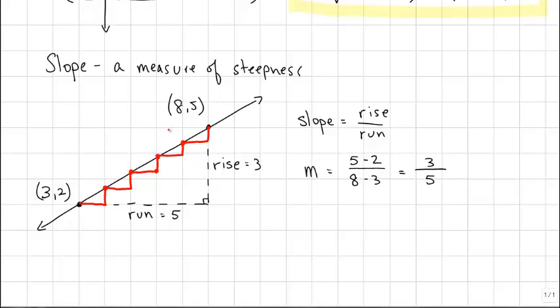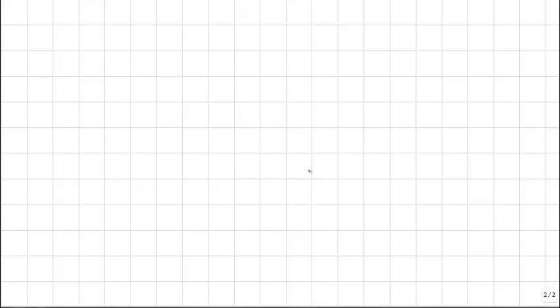Now this line is going up and the slope is positive. If the line is going down, the slope is going to be negative. So let's take a look at an example of a line with a negative slope. So let's say we have a point up here at 2, 9, and then another point 6 units below it, so 1, 2, 3, 4, 5, 6, and 3 units over, 1, 2, 3. So that's the point 5, 3.